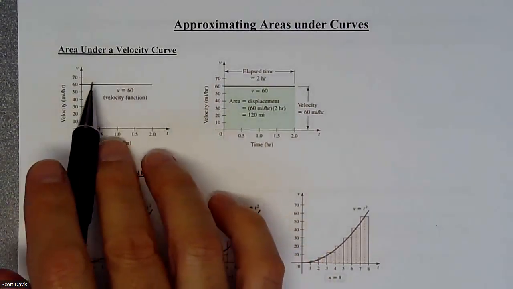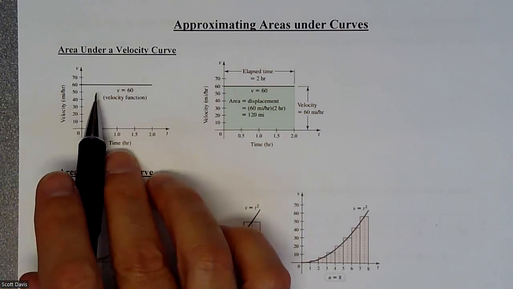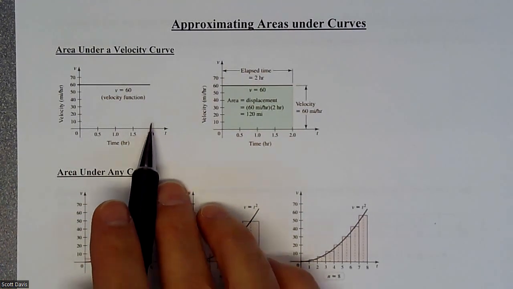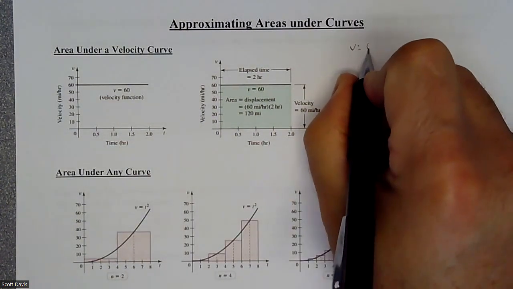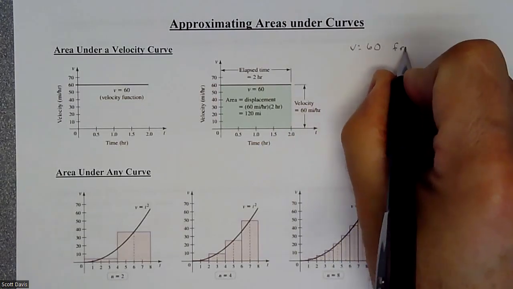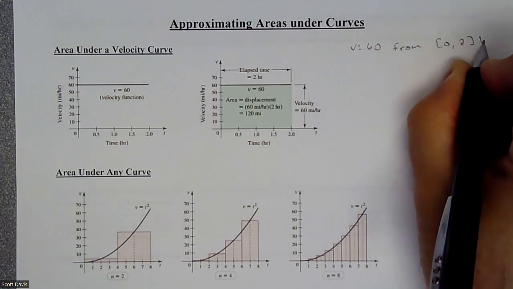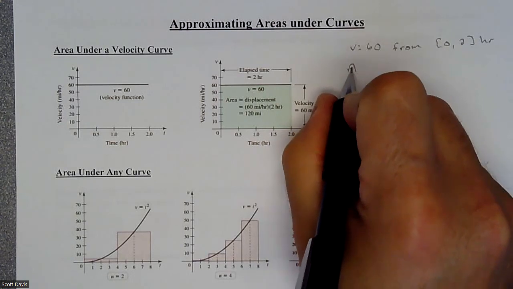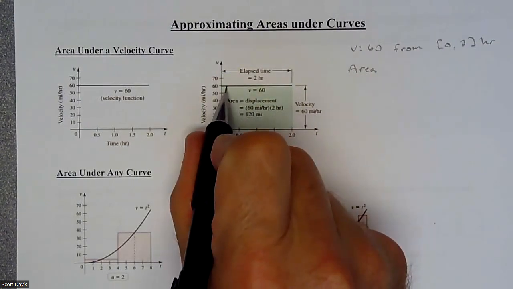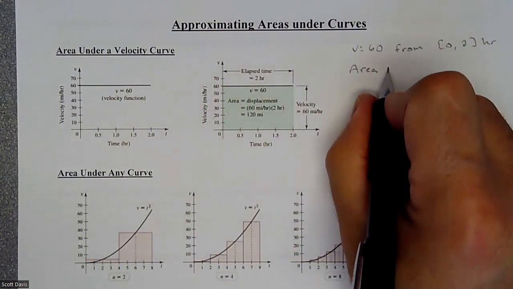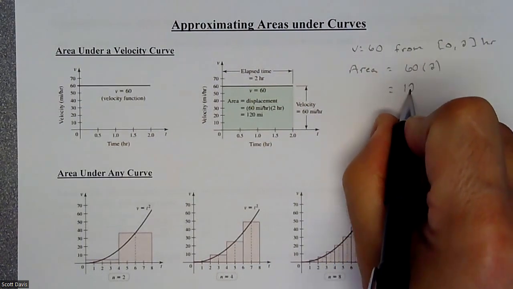So if we have some sort of a graph and we have this constant velocity of 60, and it's going to be 60 miles per hour, and we're going for 2 hours, the area under the curve, so if our velocity is 60, from 0 to 2 hours. Our area, we just do an area of this height would be 60, this length would be 2. So we're looking at a 60 times 2, which gives us 120.